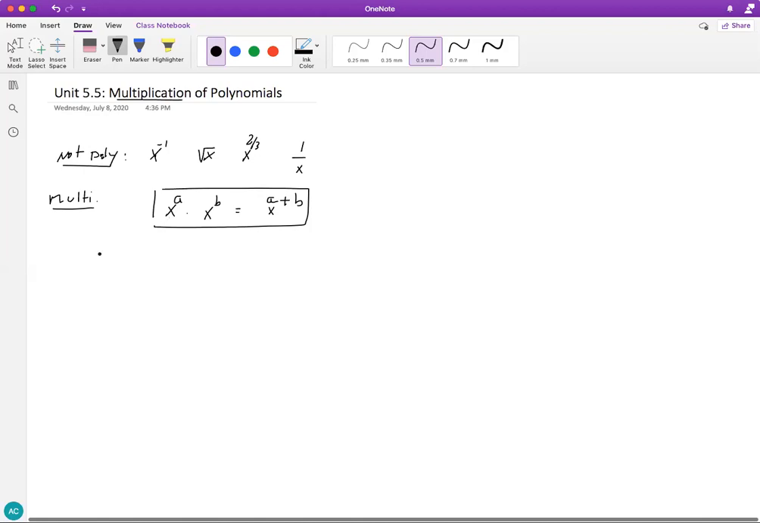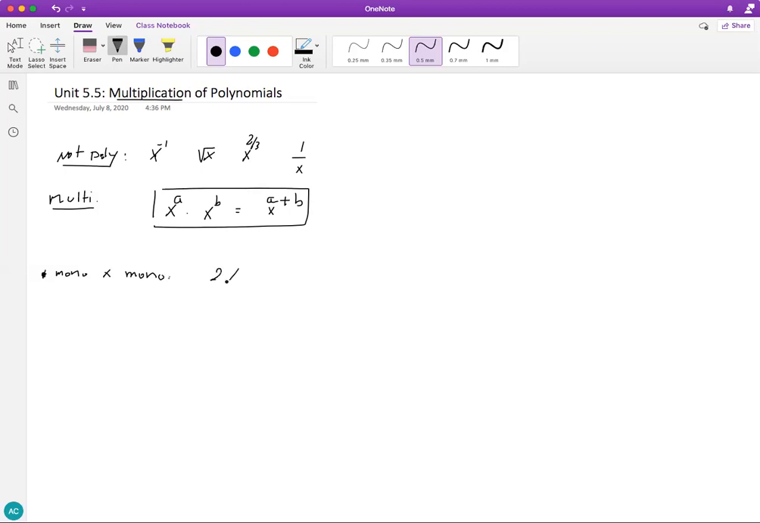First, let's start with a monomial times another monomial. Again, we talked in detail about the naming and the types of polynomials in the previous class. We learned how to name them based on how many terms they have. A monomial has one term. Let's multiply that by another monomial with one term.